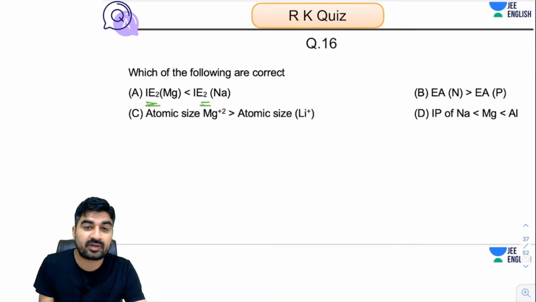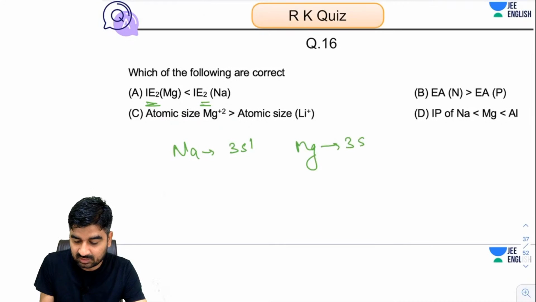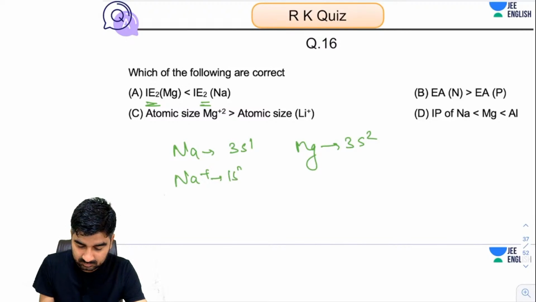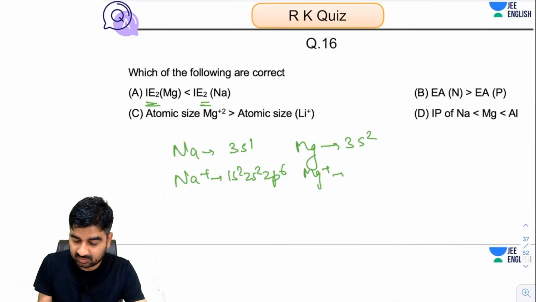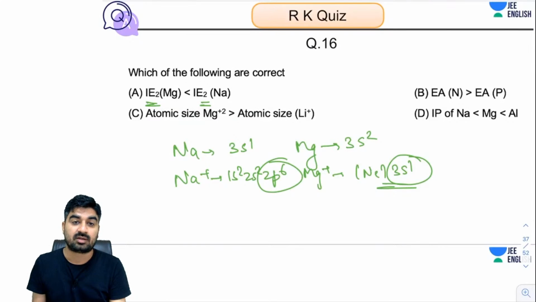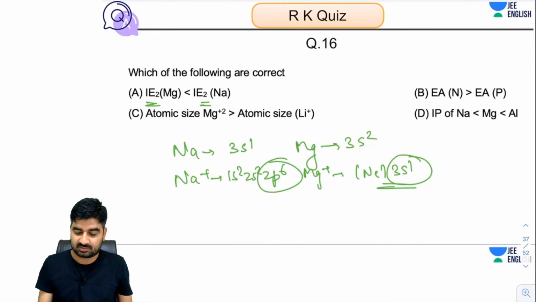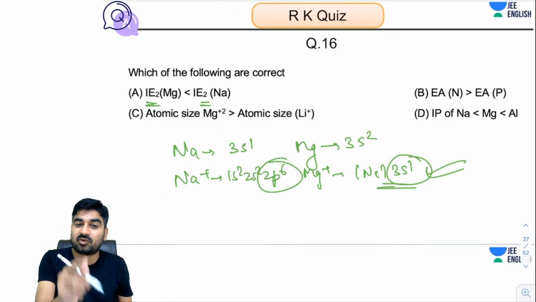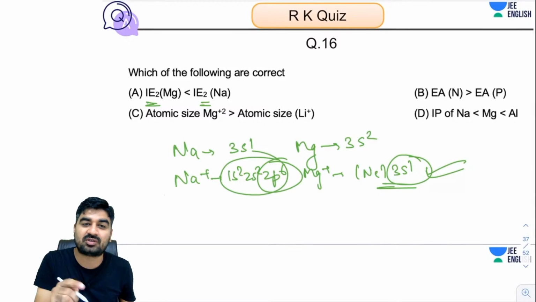I2 of magnesium, I2 of Na. So Na has configuration 3s1 and magnesium has configuration 3s2. Neon is there. So Na plus will have configuration 2p6 and Mg plus will have configuration neon 3s1. So from which orbital is it easier to remove an electron in this case? From here we can remove it easily because it is the configuration of neon, inert gas configuration.